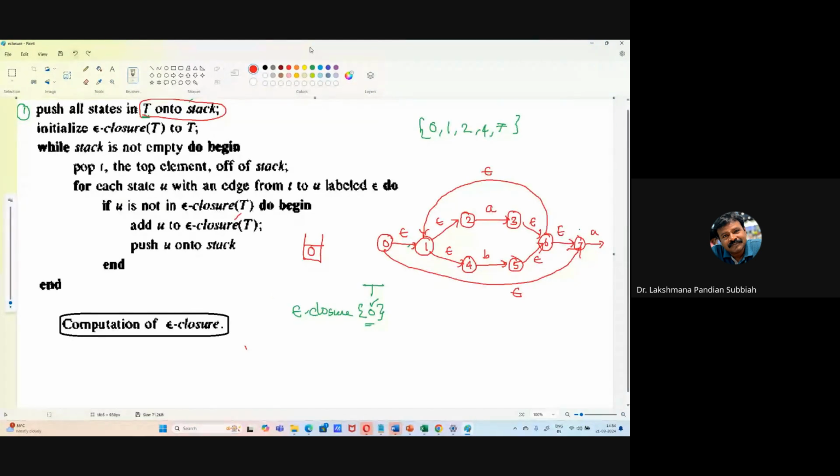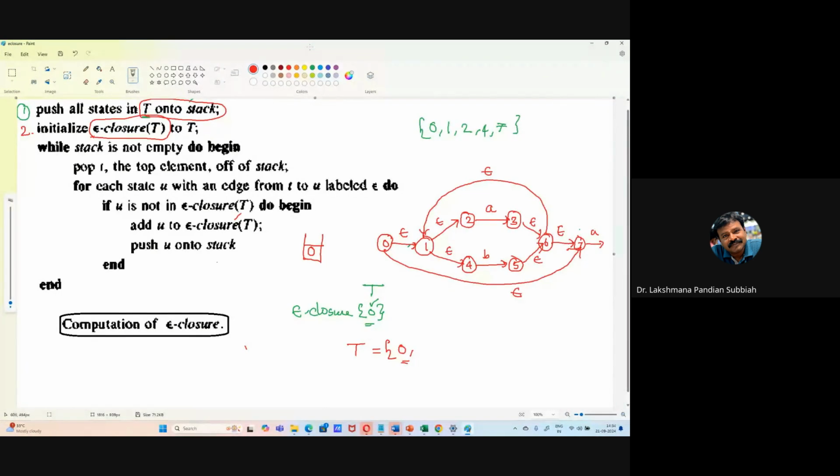Okay. This is the second step. Initialize the epsilon closure of T. So what is the epsilon closure of 0? You first have to include whatever state is here, so that 0 is here.